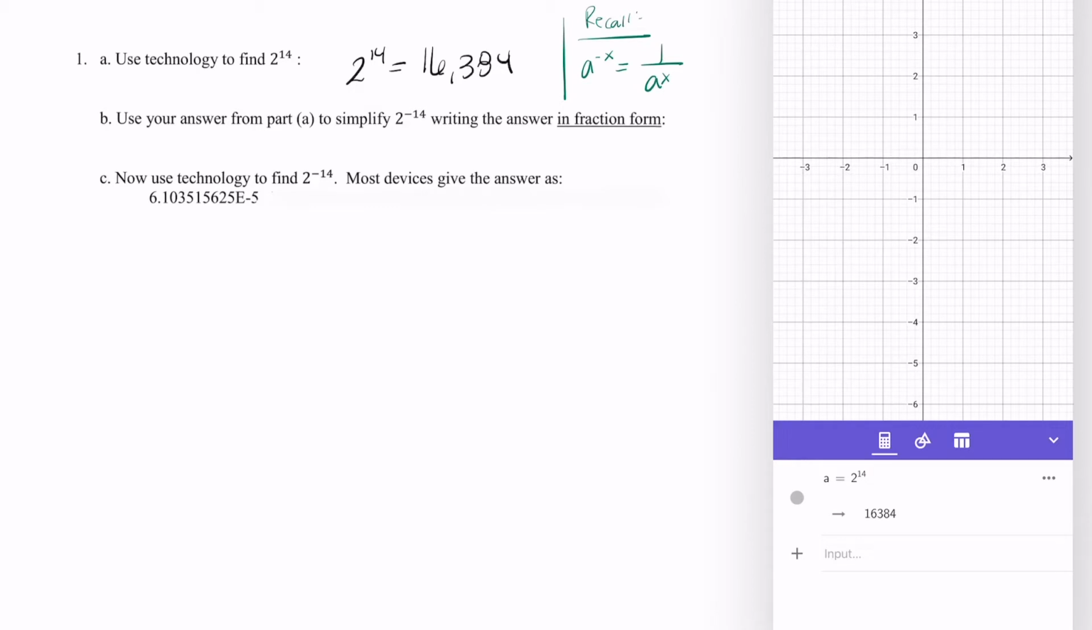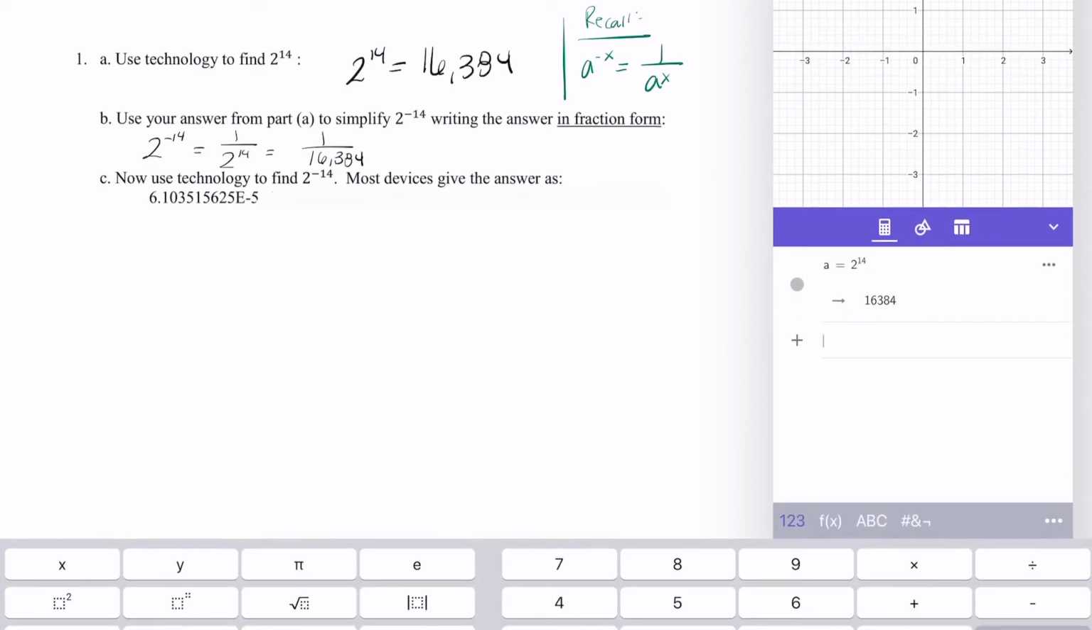Okay, so now let's look at part B. Using this information, we can write 2 to the negative 14th power is equal to 1 over 2 to the 14th power, or 1 over 16,384. Now let's look at part C. Part C is assuming you're using some old device like a TI calculator, which unfortunately you will probably have to use in most classes. Let's look at what this looks like on GeoGebra.